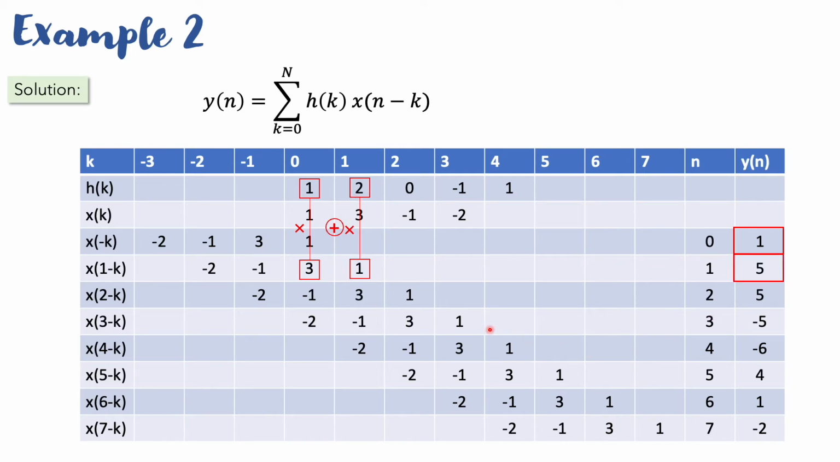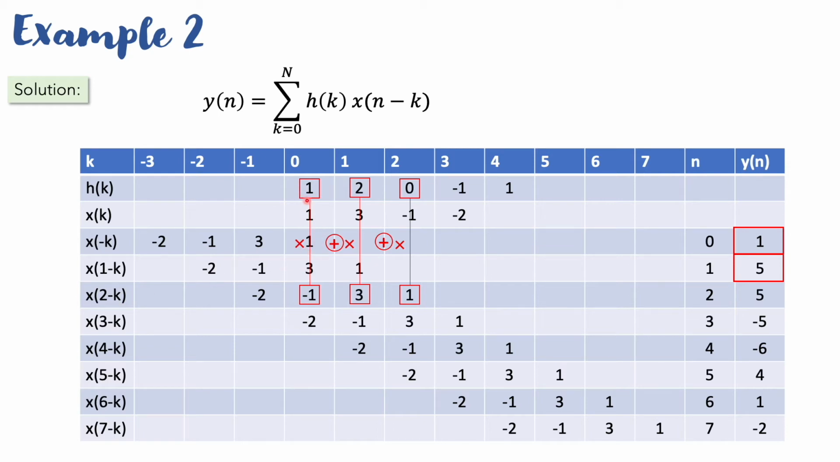Okay, and similarly for the next step, we see which ones are overlapping in this. So 0, 1, and 2, these are overlapping. After that and before that there is no overlapping, because here we don't have h, and here we don't have any value from x, shifted x or x to minus k.